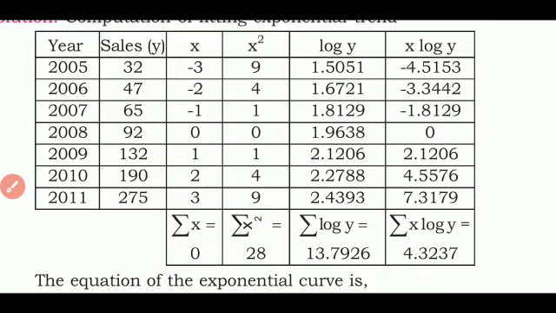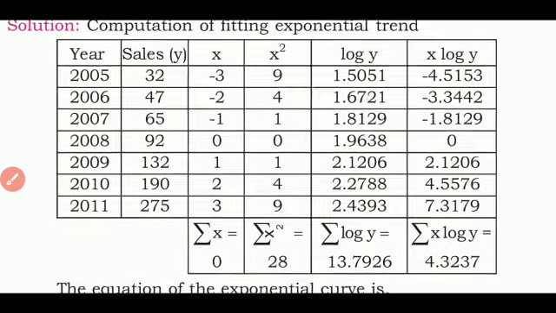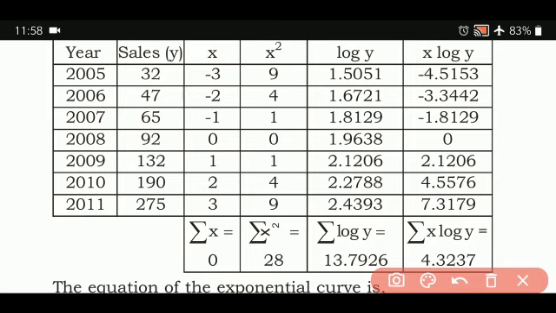How do you simplify this particular column, this particular x log y? All the negative things you are going to add up, and all the positive things you are going to add up. Then from positive, negative, you are going to subtract and write the final answer. That's it. So that will be 4.3275. And log y is 13.7926. Summation x square is 28. Summation y total also we have to do.